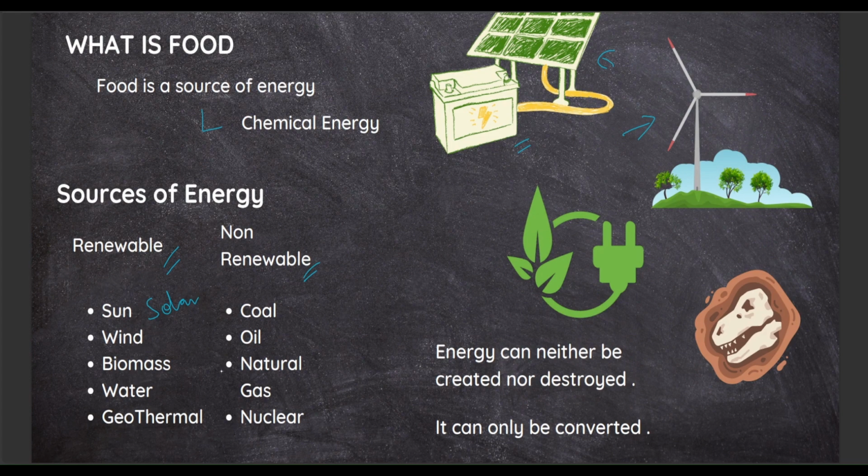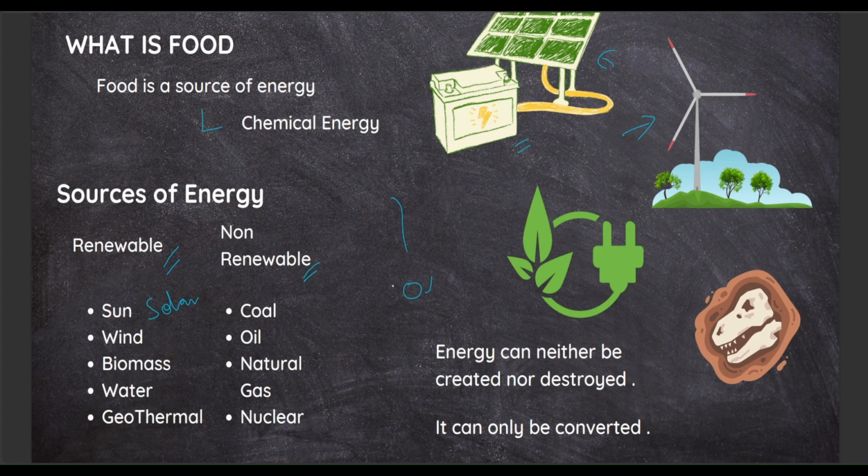Water, hydropower. पानी ऊपर से नीचे गिरता है, उसी एनर्जी को यूज करता है. Next is geothermal. Uses thermal energy from Earth's interior. The Earth's interior is a hot area. So we use the thermal energy from the interior to generate other sources of energy.